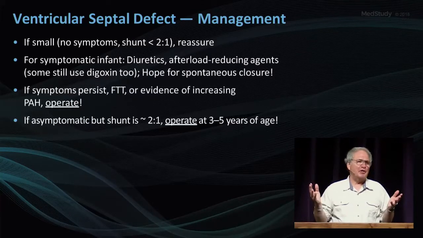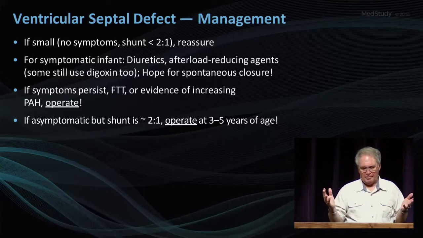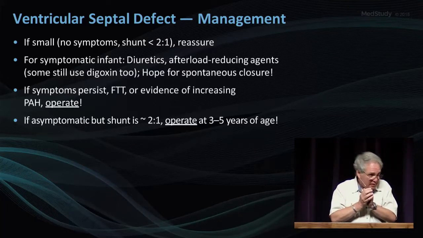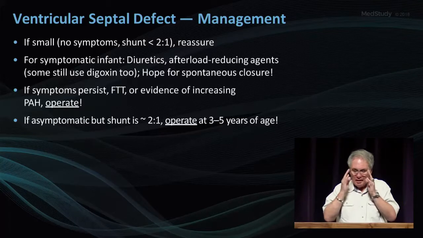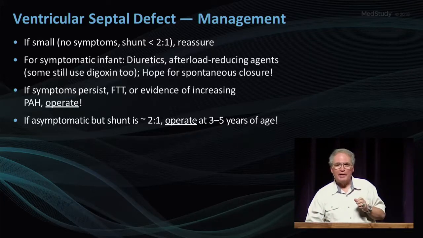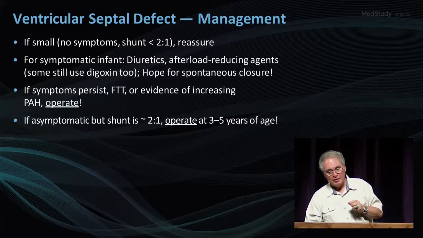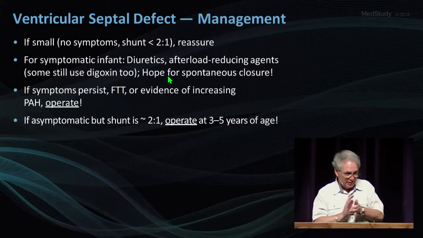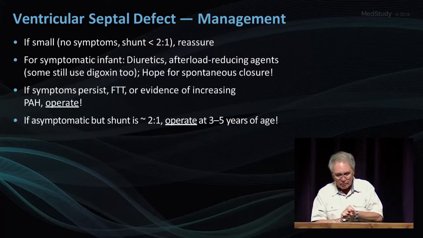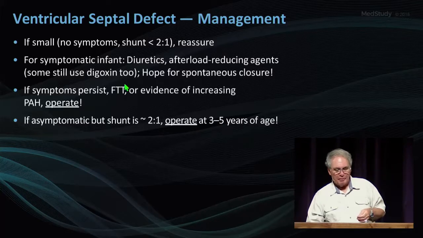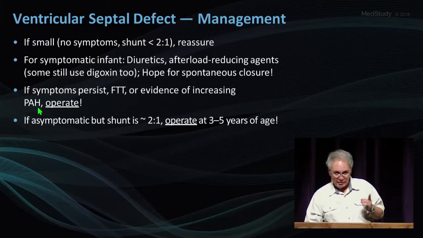What do we do about them? How do you manage ventricular septal defects? If small, nothing, leave them alone. Okay? For symptomatic infants with a low, moderate, or large ventricular septal defect, medicines, diuretics, afterload reducing agents, some old timers still use digoxin. You hope for spontaneous closure because a lot of these can get smaller or close on their own.